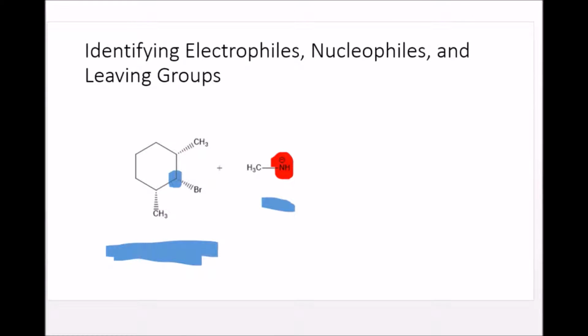And then that leaves us trying to find the leaving group. The leaving group is going to be attached to your electrophile, because right now it is taking an unequal amount of electrons away from it. So guess what? Boom. Bromine is your leaving group. And there we go. We've identified all the important players. Now let's go on to how to identify those in other situations.